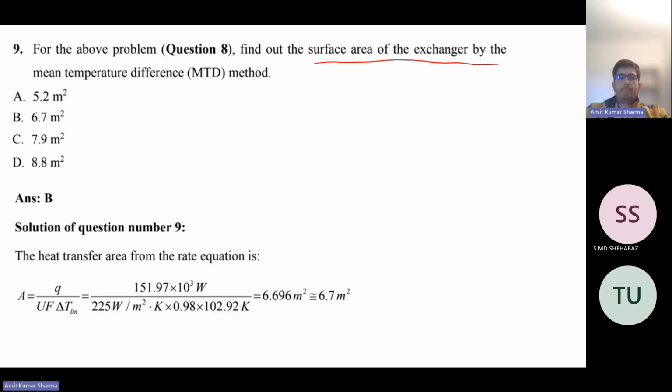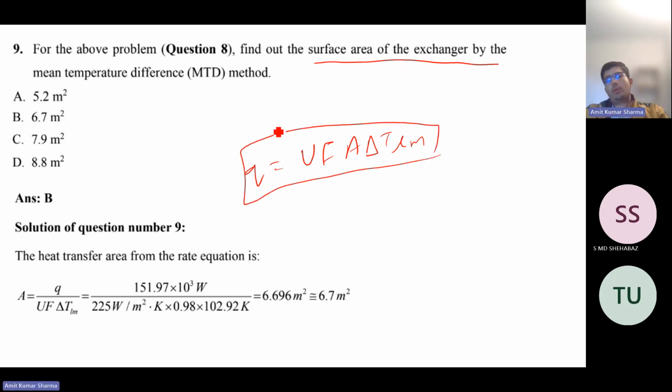Okay, so let's see the solution. We know that the actual heat transfer from a heat exchanger is Q equals U F A del T LM. You need to calculate the area A, so you transfer the rest, U F and del T LM, into the denominator of Q. So A will be Q upon U F del T LM. After putting these values, you will get the area.